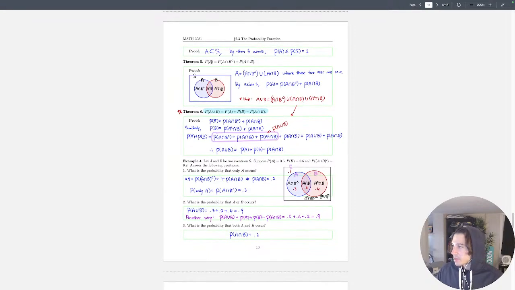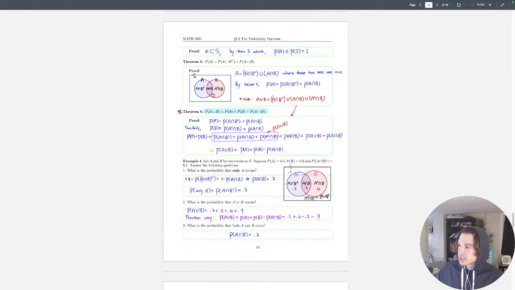Theorem 5, probability of A equals probability of A intersect B's complement plus probability of A intersect B. So simple enough, you have A and B here. B's complement is everything not in B. And A intersect B is this right here, this sliver.